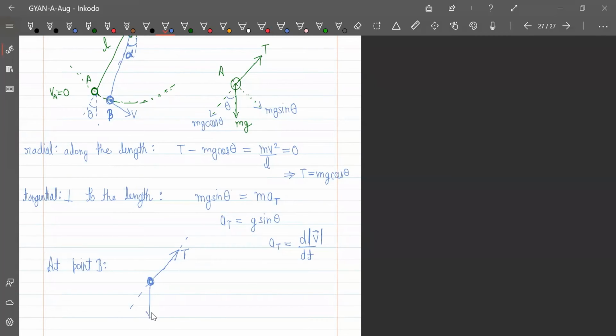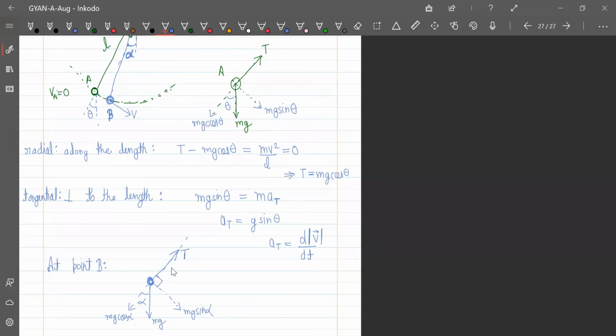mg is downwards. Again we can take the component, but इस बार एक acceleration है जो सेंटर की तरफ है, because there is a speed. And दूसरा acceleration होगा that will be perpendicular to this rope. So ये वाला angle 90 degree हो जाएगा. And this angle is alpha. I can take the components again. mg cos alpha, mg sin alpha.